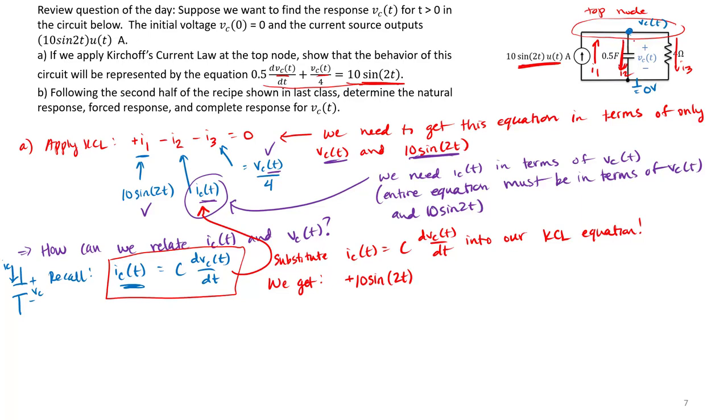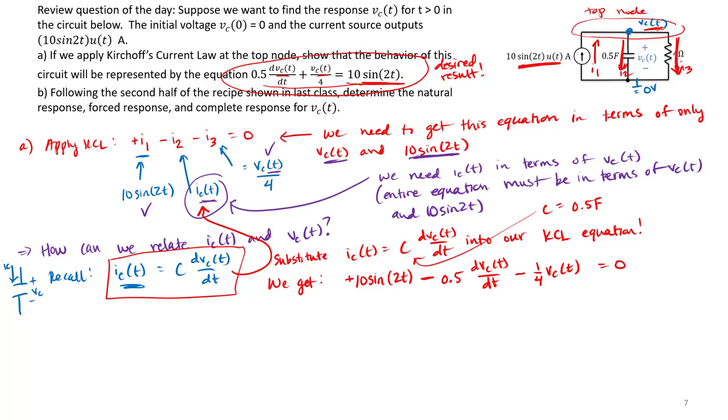Then I2, remember, we're subtracting. That's the current entering our capacitor. That is just going to be minus C dVc dt. And here, our capacitance C is just 0.5 farads. So we can write this as 10 sine 2t minus 0.5 dVc of t dt. And finally, our last term, I3, is just going to be minus 1/4 Vc of t, because current I3 must be our voltage Vc divided by 4 ohms, per node analysis rules. Notice this is looking awfully similar to our desired result. All we need to do is rearrange.